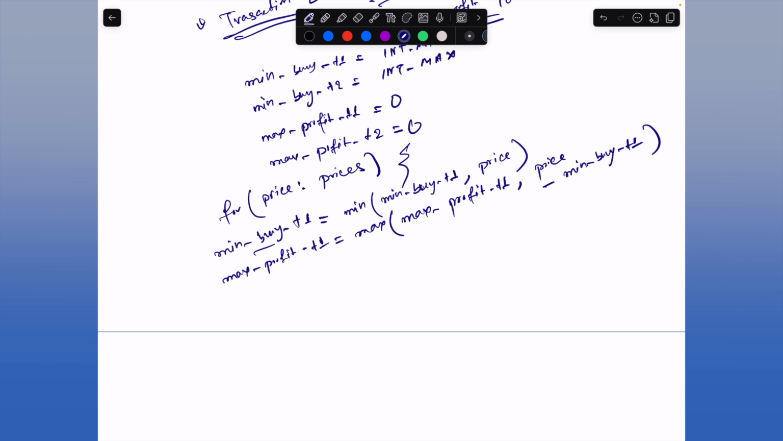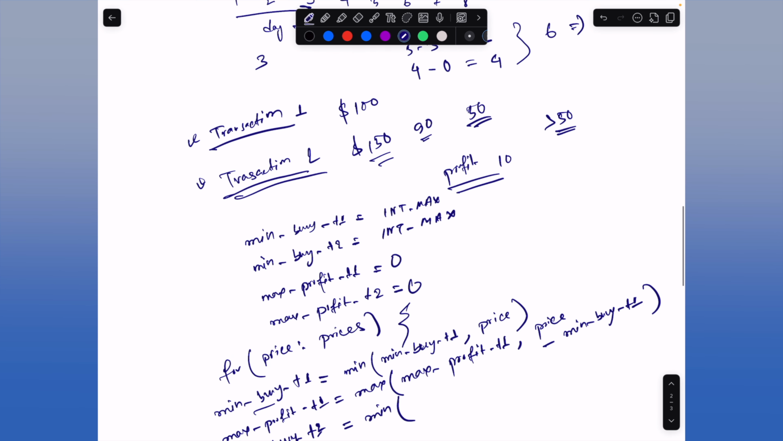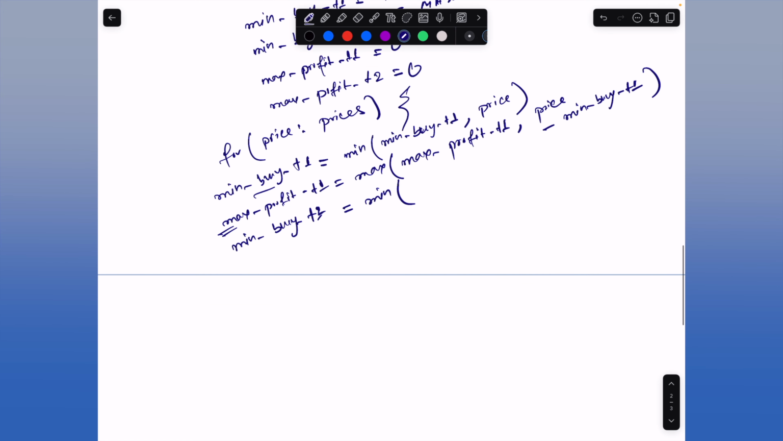Now what will be the buy price for transaction 2? So minimum buy of transaction 2. Here we need to adjust the profit we gained on transaction 1, as we discussed. So it will be the minimum of minimum buy T2, the current minimum buy for transaction 2, and the current day price minus the maximum profit we gained on transaction 1. So we need to adjust the profit.